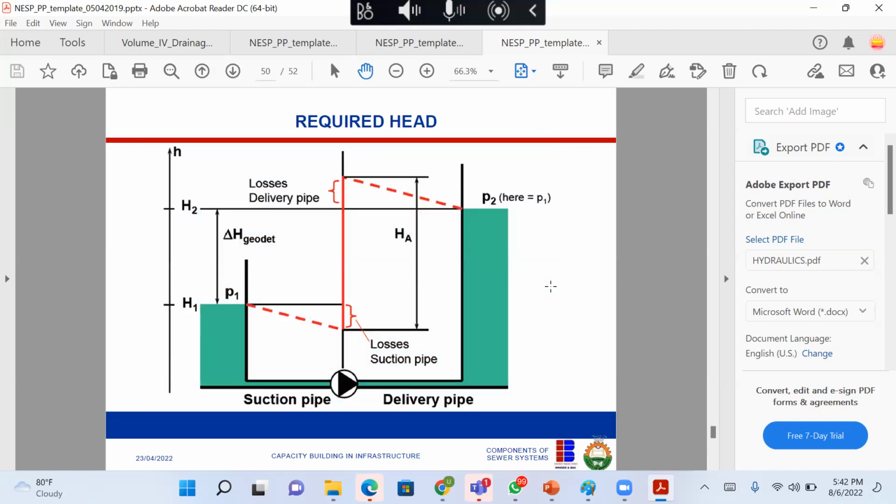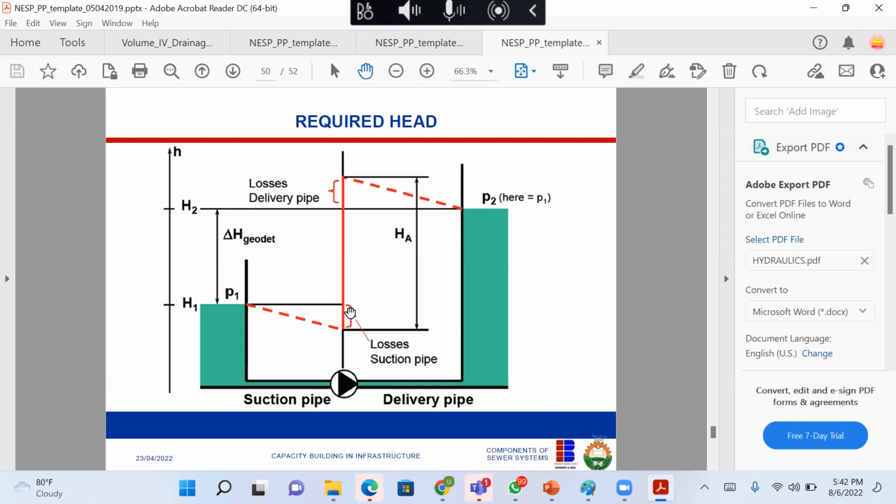So require head. Here you see head 1, head 2. I'm delivering water from here to here, right? So these losses are additional heads. Ideally my head should be H2, but because of frictional losses, additional head will now be added. So that is how you get losses due to suction.